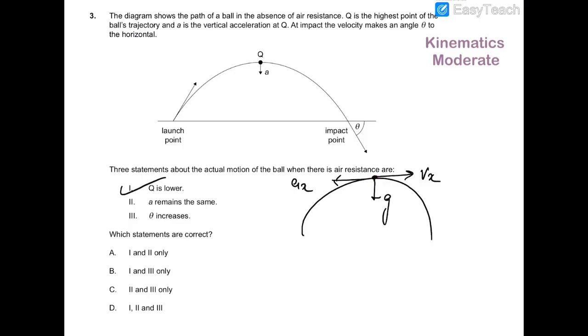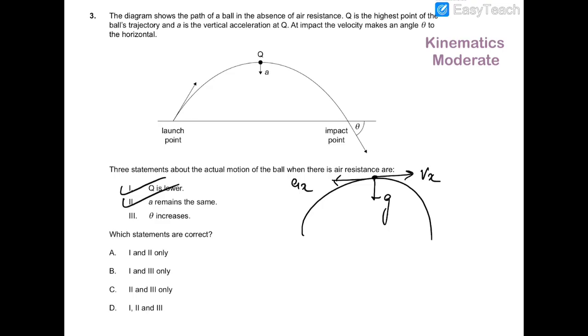There will be no component of resistive force in the y direction at the top point because Vy is 0. You always know that air resistance always acts when the body is moving, and it always acts in the direction opposite to the velocity. So here the velocity is in the x direction, so air resistance would be acting in the minus x direction. So the vertical component of the acceleration at the top point will be g only. So the second is also correct.